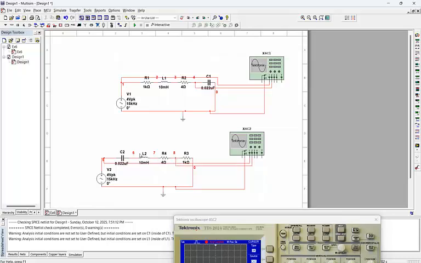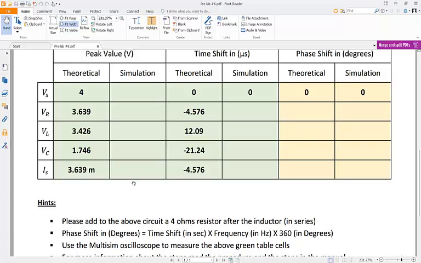So now I have changed the order. I have replaced the resistor by a capacitor, changed the order here, and right now my load is the voltage across the resistor. And I'm going to do the same for the second Tektronix oscilloscope. Measure the V peak for the load, and also get the time shift, and from the time shift convert it to phase shift. And you are going to put the values that you get under VR, okay?